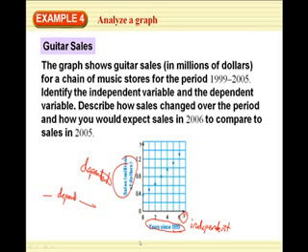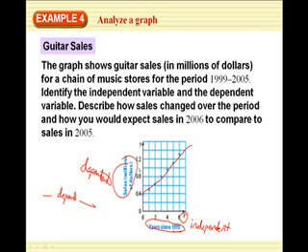Describe how the sales changed over the period. You know what? The sales have gone up. The sales have been good. The trend in this case shows that the sales are increasing, and we know it's increasing because of what's happening to the dots right here. What's happening to the dots? They are going up. Okay, so notice it's increasing every year.